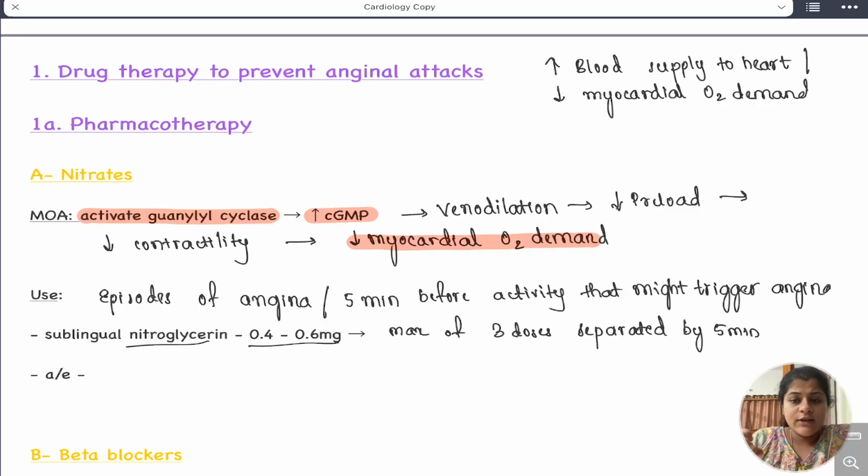Whenever they are having angina or doing activities that might trigger angina, you should advise the patient to take 0.4 to 0.6 mg of nitroglycerin, keeping it underneath the tongue. With one dose, if it's not relieving, wait for 5 minutes and put a second dose. If not relieving, wait for 5 minutes and put another dose. So a maximum of 3 doses. Adverse effects: because it's a dilator, it causes flushing and headache.